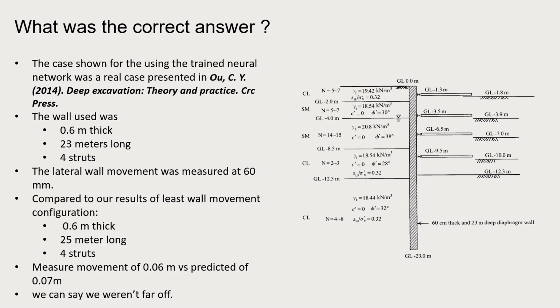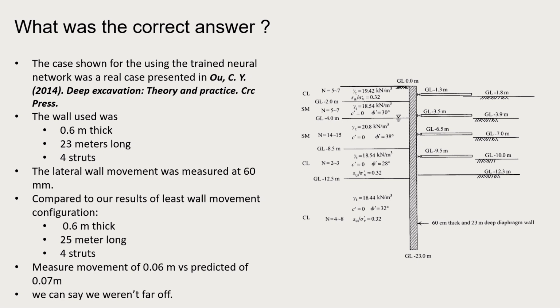So how does the neural network prediction compare to the actual case study? As I said before, this was an actual case study presented in Deep Excavation Theory and Practice, which is a very nice textbook on deep excavation. In the actual study, they used a 0.6 meter thick wall, which was what we found in our analysis, 23 meter long diaphragm wall. We are close, we have 25 meter, and they used 4 struts in the analysis.